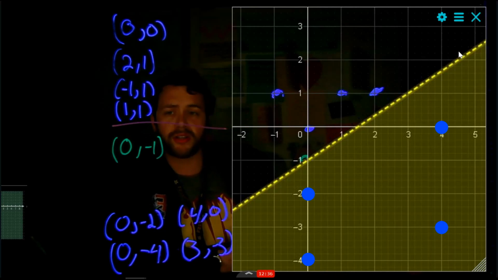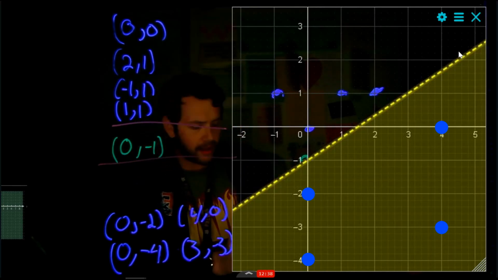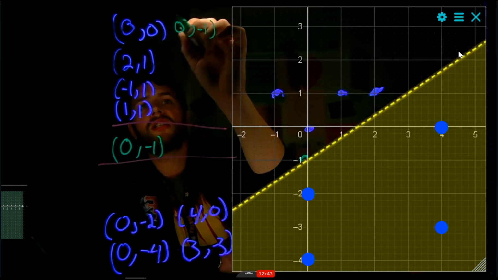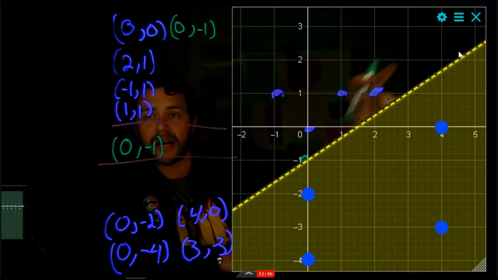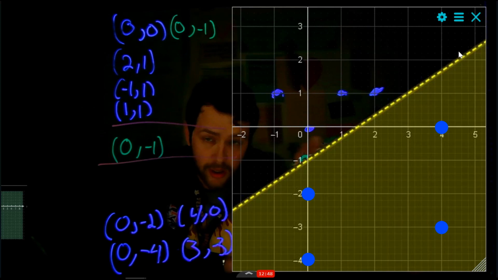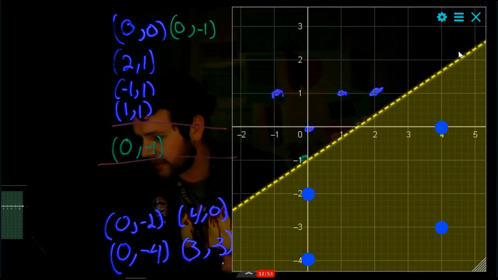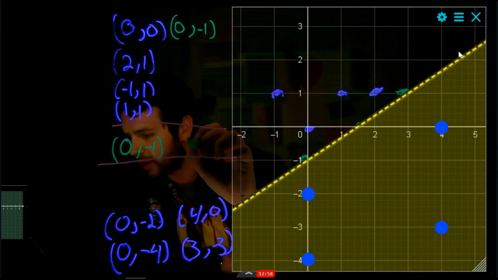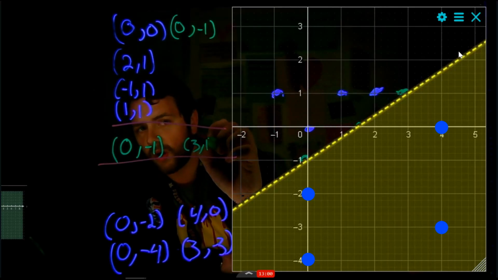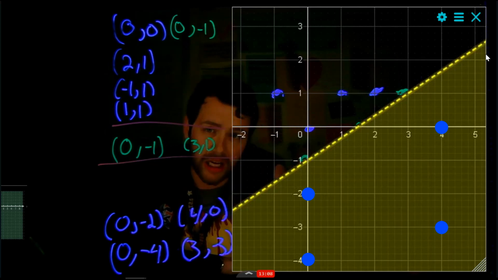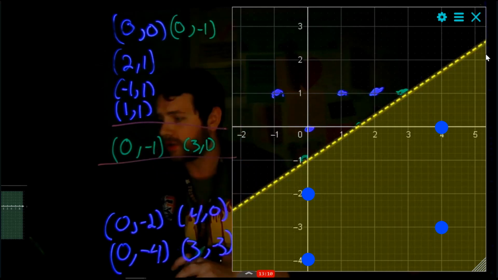I bet you're asking yourself, where does it go? The answer is it is not in the solution, because this is a dashed line, where the dashed line means not equal to. So if a point is on the dashed line, that would not be a part of the solution. Another example here would be 3 and 1: 3 over, 1 up. That's a point that is on the line, and what is on a dashed line is not in the solution.